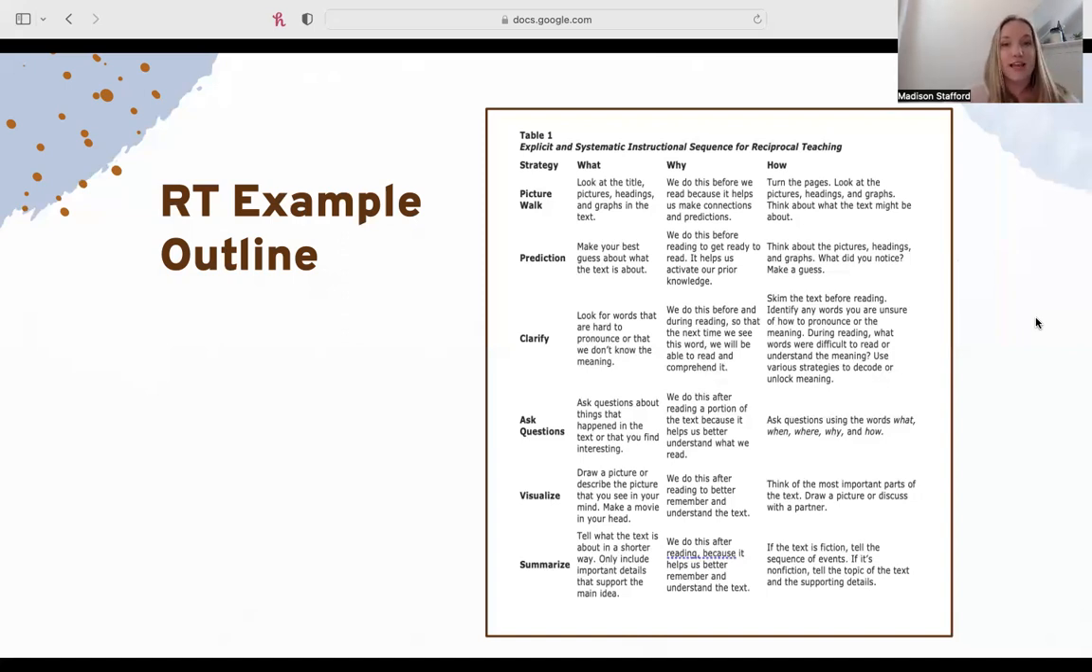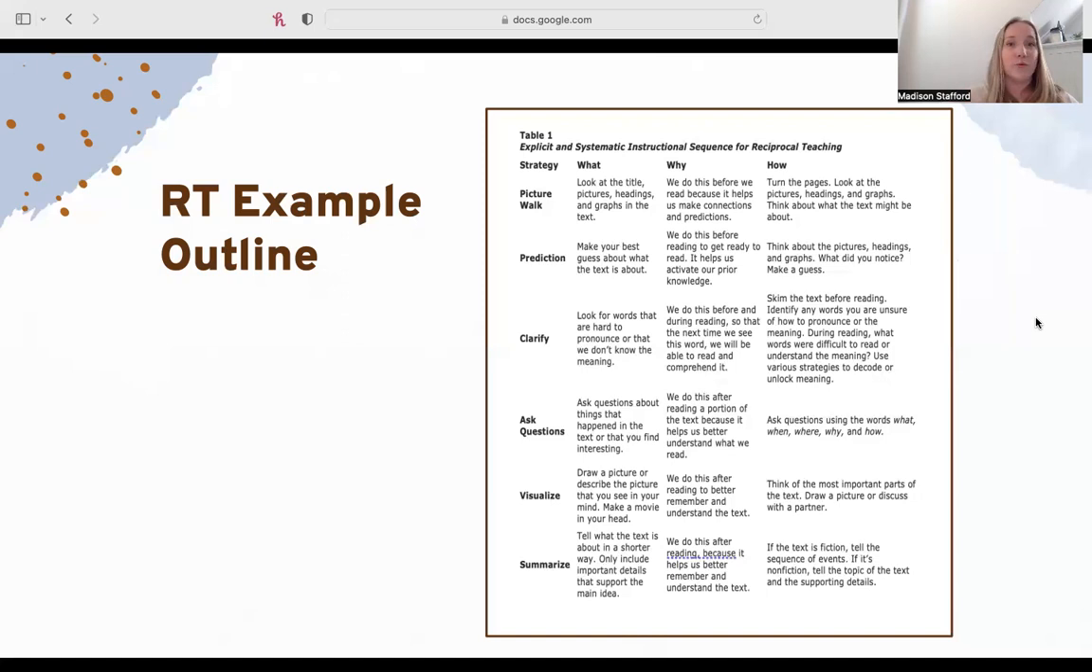Then visualize. You can have students draw a picture about what it is you just read, taking it from our brain and putting it onto paper. And then the next step for that is we just drew a picture. Now let's use words. Now we're going to summarize. Tell what the text is about in a shorter way, maybe in a few sentences. Only include the important details that support that main idea. Ultimately, the goal of reciprocal teaching is to build that reading comprehension.